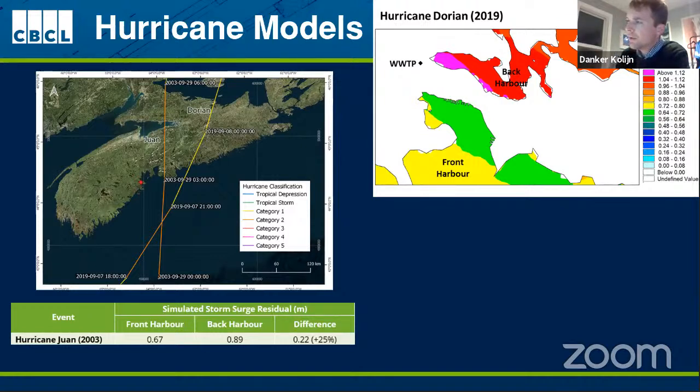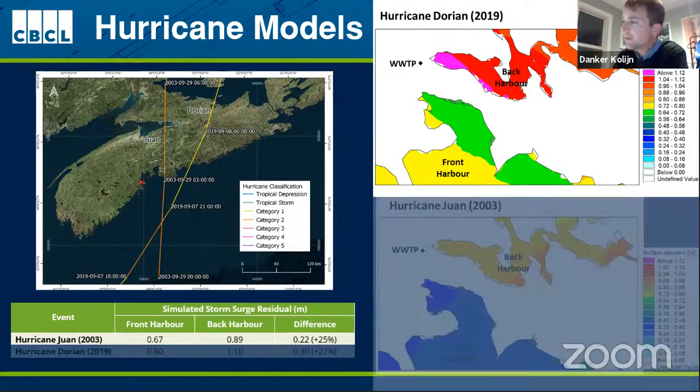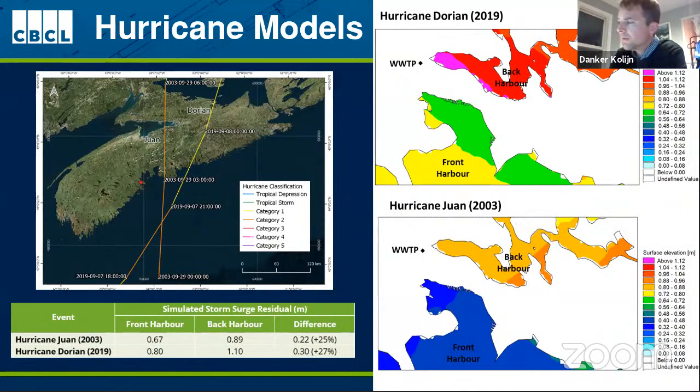And when we simulated Dorian, which actually has a very similar path to Hurricane Juan, we got exactly the same result. We got a higher water level in the back harbor than we did in the front harbor. And this corresponds with anecdotal evidence that we also had, that people generally believe that water levels in the back harbor are higher. So this is a very important finding. And what we also found was that during Hurricane Dorian, we had higher water levels in Lunenburg than during Hurricane Juan, which also is reasonable because during Hurricane Juan, there wasn't any major flooding at the wastewater treatment plants that we know of. So all of these things indicate that our modeling is showing these spatial differences in water levels and the different effects in the front harbor versus the back harbor.